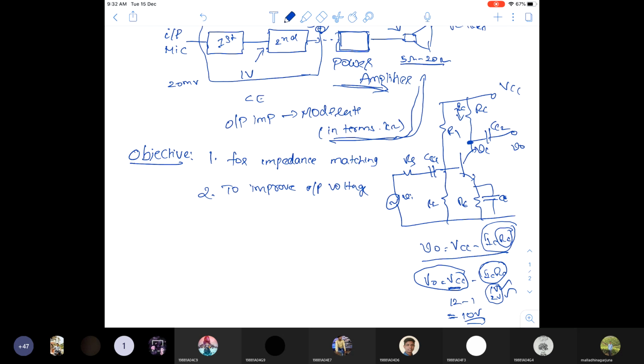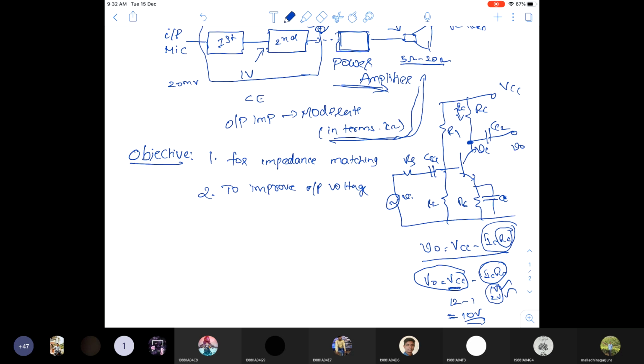We still have so many amplifiers like multi-stage, single stage, or feedback amplifiers. Why do we require power amplifiers? The first point is impedance matching. The second point is to improve the output voltage. So these are the two main objectives.